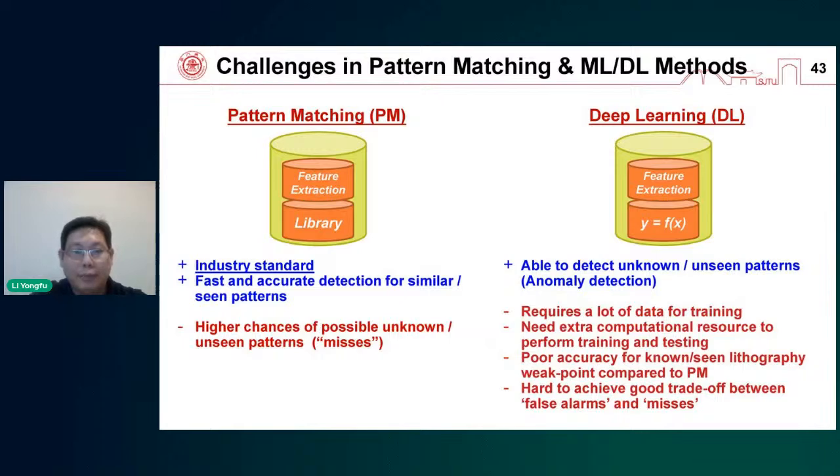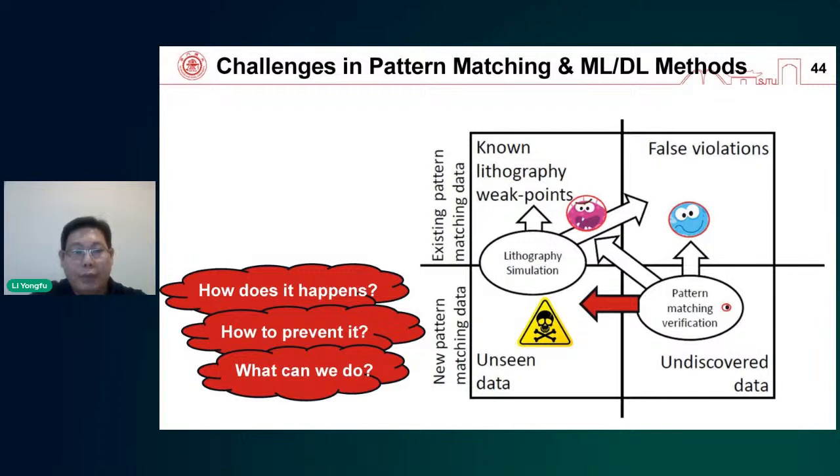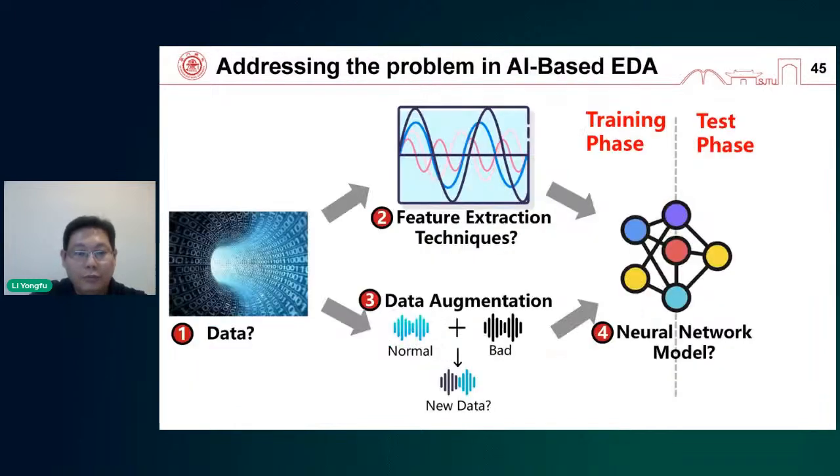So this is a very simple summary between pattern matching and deep learning that I shared with you earlier. The question is, can we address the same problems, identifying patterns and identifying weak points, using deep learning? Most of you will realize that in deep learning we focus on three different parts. First is the data. The data that we have is the same as the data we have for pattern matching. But feature extraction and data augmentation are more important for training the models, because with the right augmentation and feature extraction, you can train much better models with the existing set of data. And that's where I'll present two different case studies.